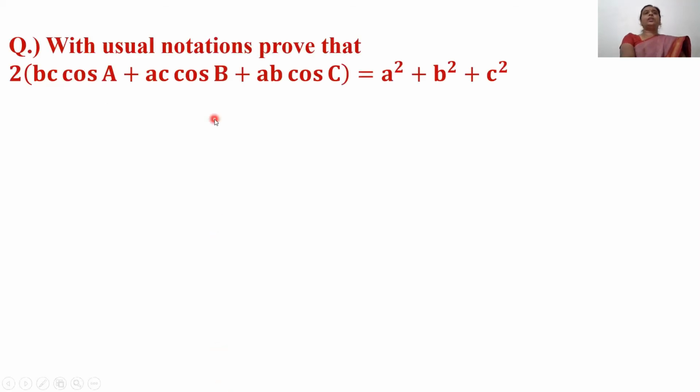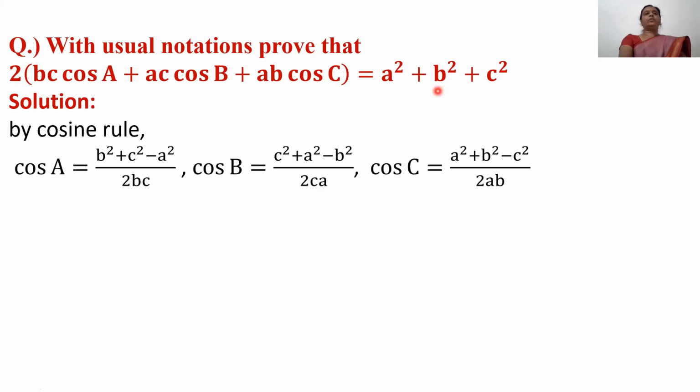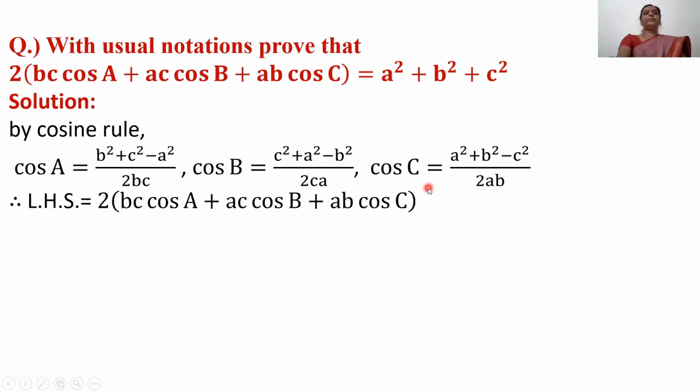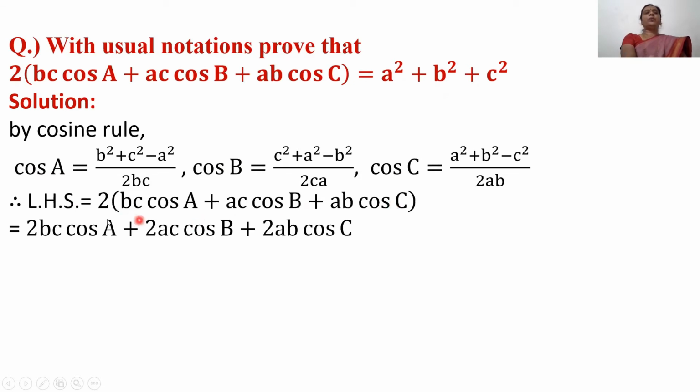With usual notations, prove that 2 times in the bracket BC cos A plus AC cos B plus AB cos C is equal to A square plus B square plus C square. Again, you write down here the cosine rule. Write down the value of cos A, cos B, cos C according to the cosine rule. Then take the left hand side. Left hand side is equal to 2 times in the bracket BC cos A plus AC cos B plus AB cos C. In the next step, you open the bracket.